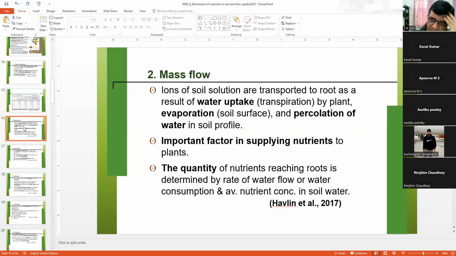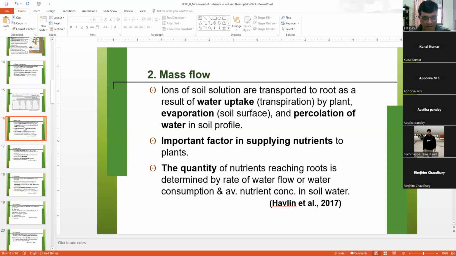Now we go, after root interception, to the mass flow. Ions of soil solution are transported to the root as a result of water uptake, transpiration by plant, evaporation from the soil surface, and percolation of water in the soil profile. You can see water moves in the soil, and along with that water, nutrients also move in larger quantities, which is your mass flow. It is an important factor in supplying nutrients to plants. The quantity of nutrients reaching roots is determined by the rate of water flow or water consumption and average nutrient concentration in the soil water. So mass flow is important.